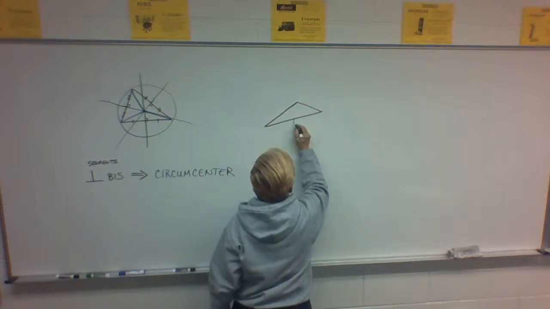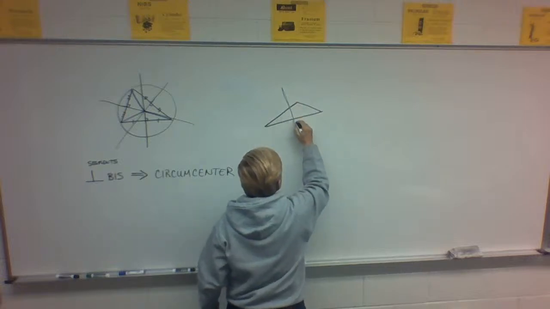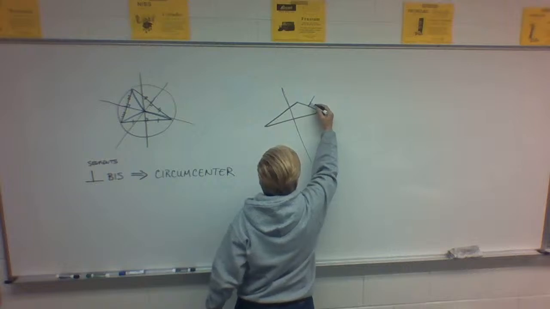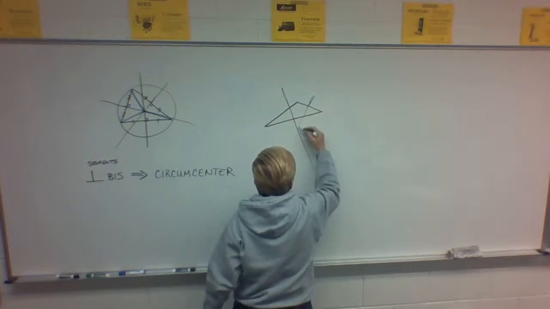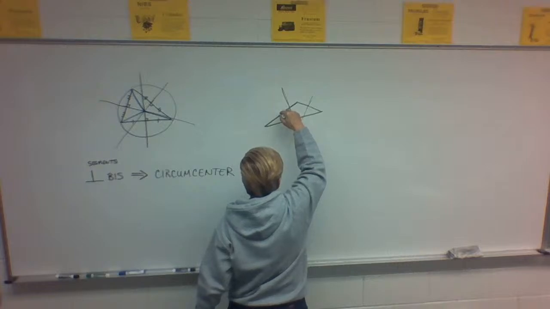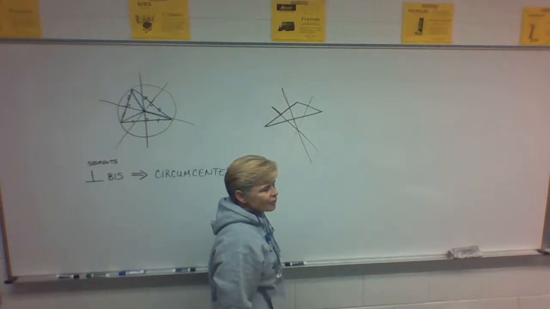and I find the perpendicular bisectors, I'm going to do this kind of fast. I'm going to eyeball it. I find the perpendicular bisectors. It's not quite right, about right there. This one right here. The circumcenter is outside the triangle. It doesn't have to be inside.